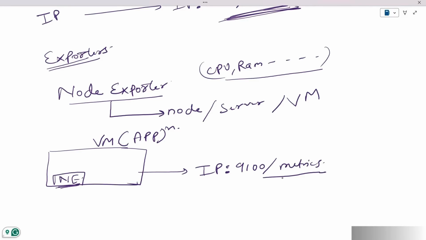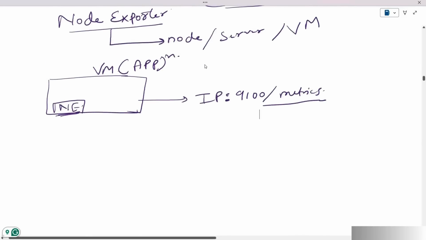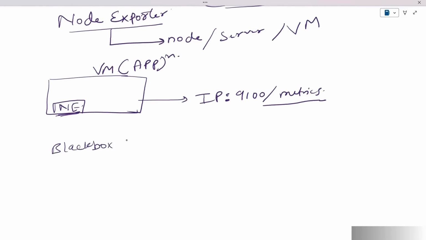This will be exposed by node exporter, and then Prometheus will be able to get the node metrics from here. Similarly, we have blackbox exporter. Blackbox exporter is the kind of exporter that is going to help you get information about whether your website is up or not, reachable or not, and whether SSL is there or not.